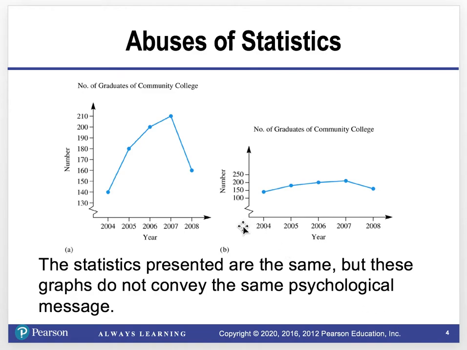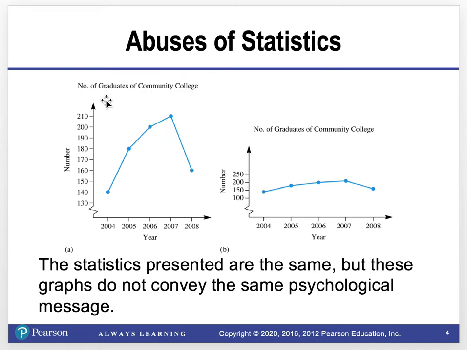Okay, so some abuses to watch for when you're looking at line graphs in particular are changing the scale of the graph. So if you're asked a question about an abuse of a line graph, always look at the scales. Okay, so this one, it says these statistics presented are the exact same. So they came from the exact same histogram data, for example, but the graphs do not convey the same psychological message.